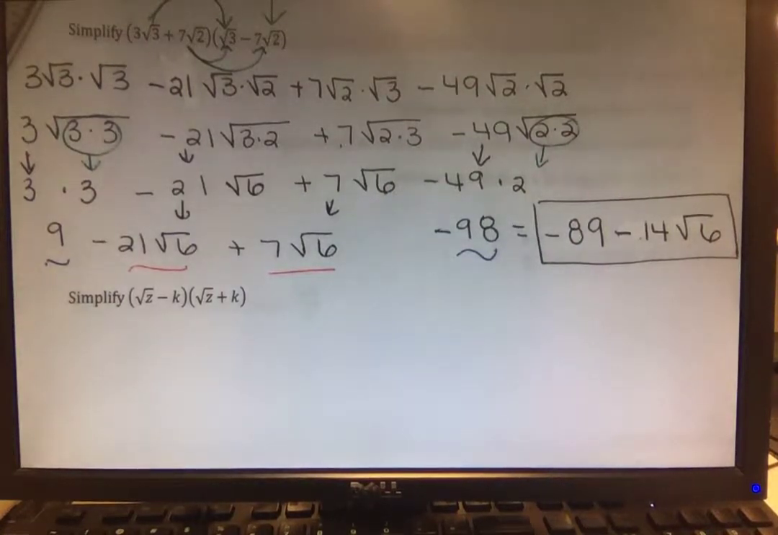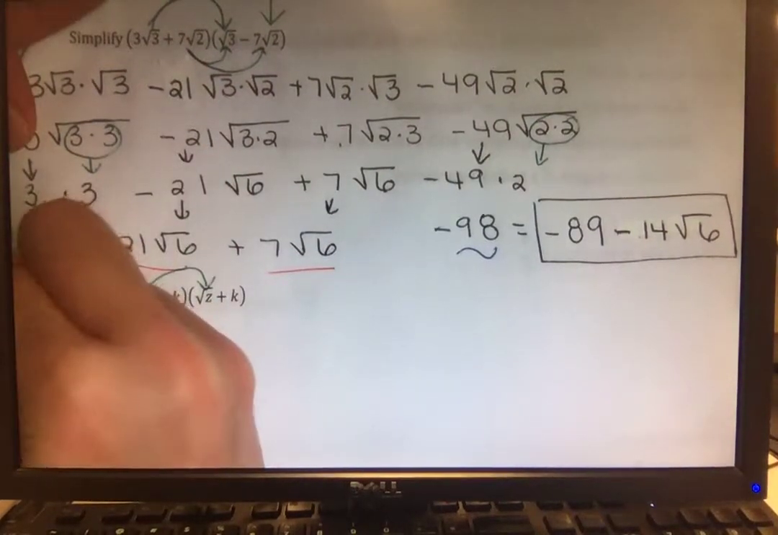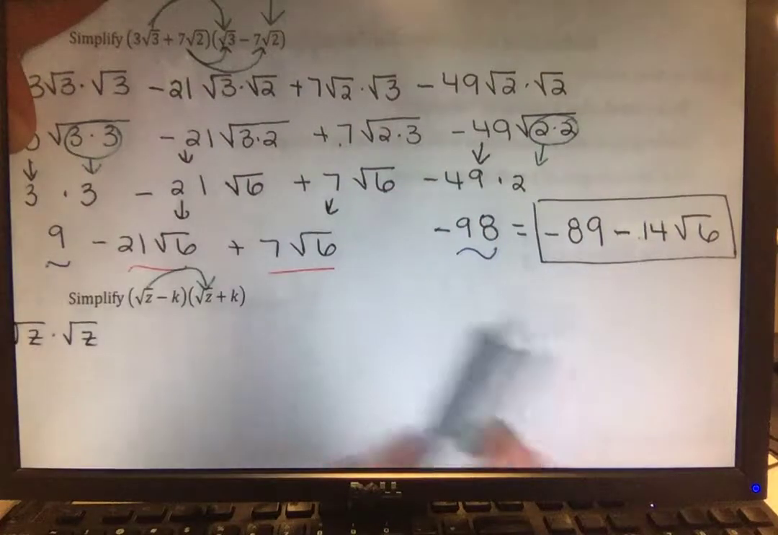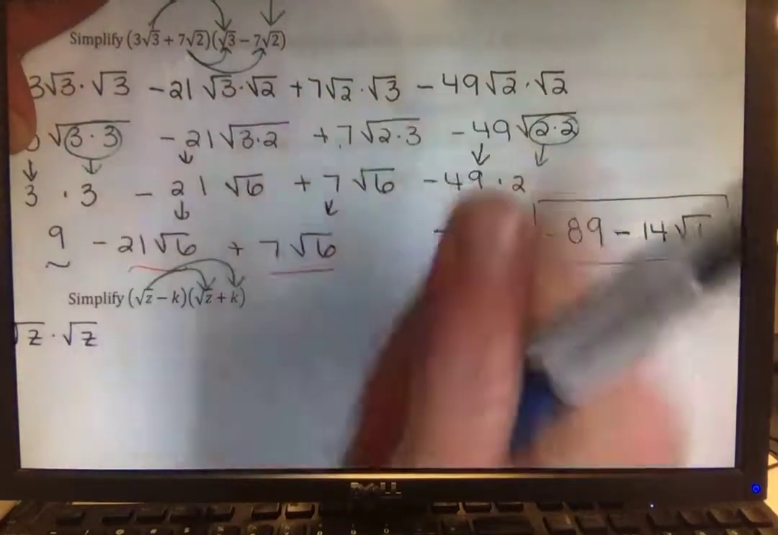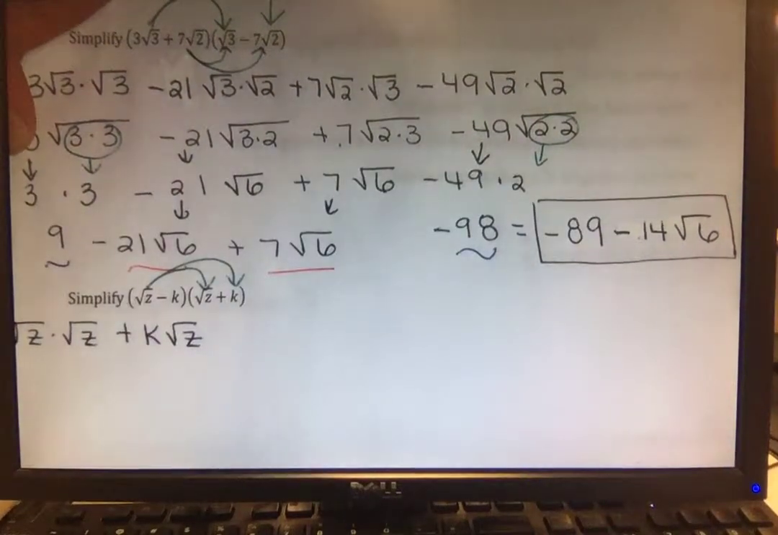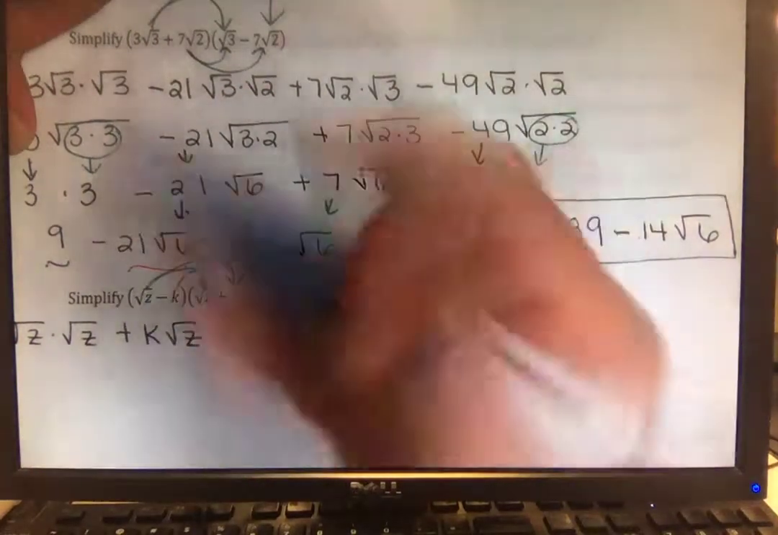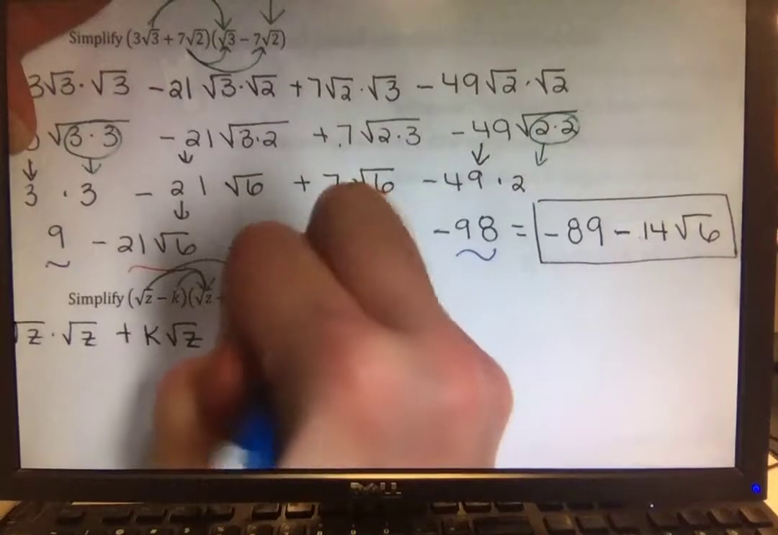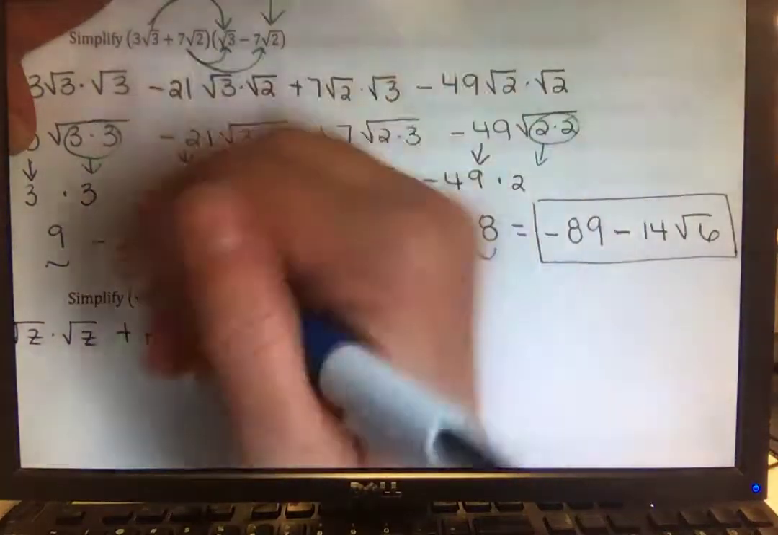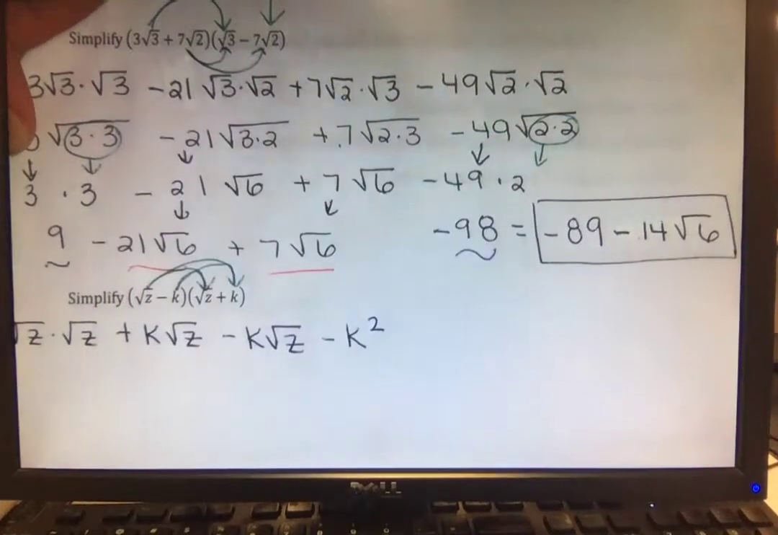Next, we're wanting to simplify the square root of z minus k times the square root of z plus k. Again, distributing square root of z times the square root of z. Square root of z times positive k, so plus k square root of z. Now distributing the negative k. So negative k times the square root of z, minus k square root of z. And lastly, we have negative k times positive k, which will give us negative k squared.